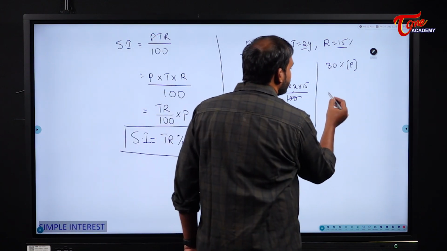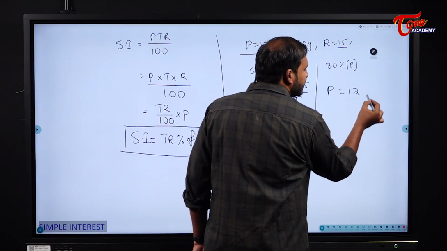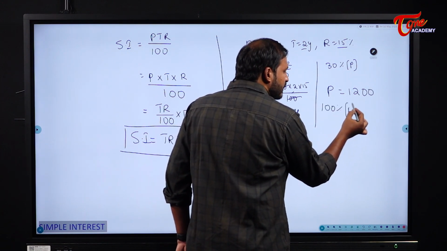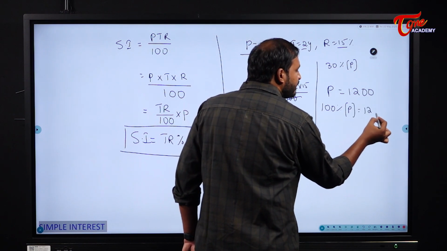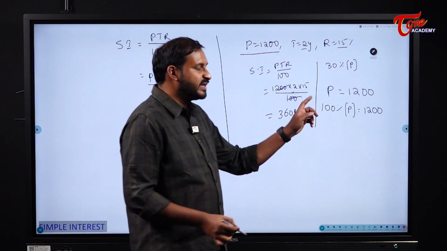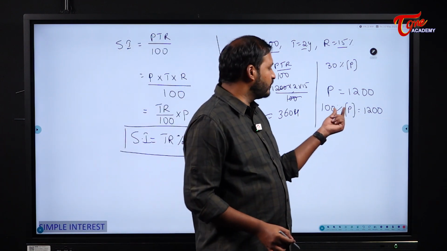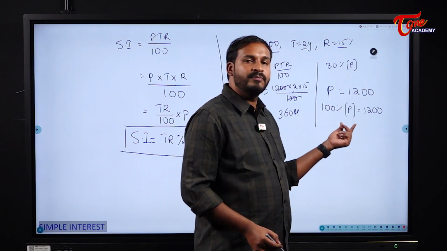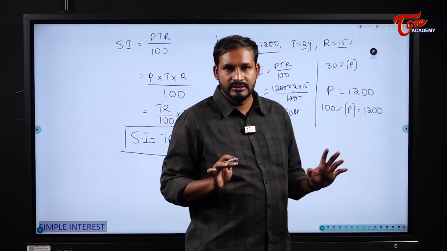If principal is 1200, can I say that this principal is 100% of principal? Why? Because principal or 100% of principal both are the same. Am I correct or not? Principal amount or 100% of principal both are the same. Why? Because if I write it as 100%, what does it become? 100 by 100 into P. Anyway, it becomes P only.